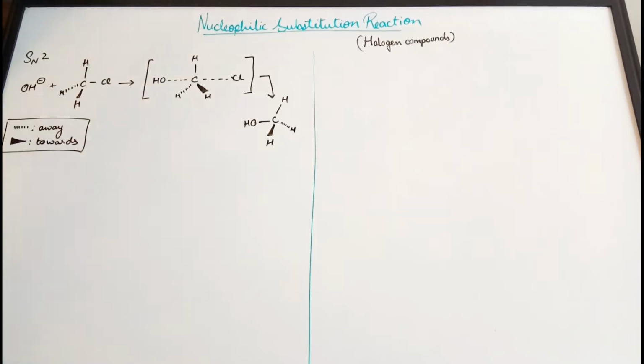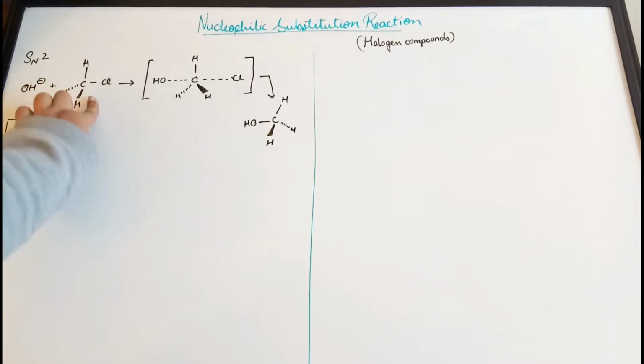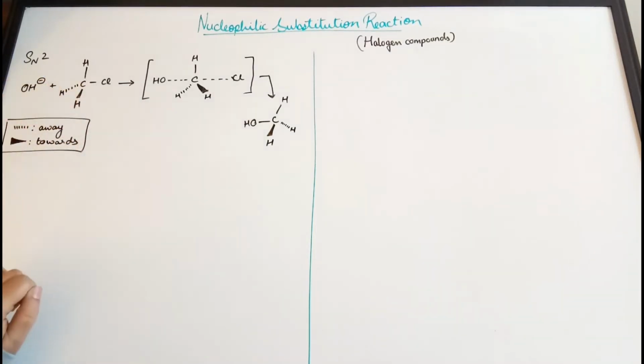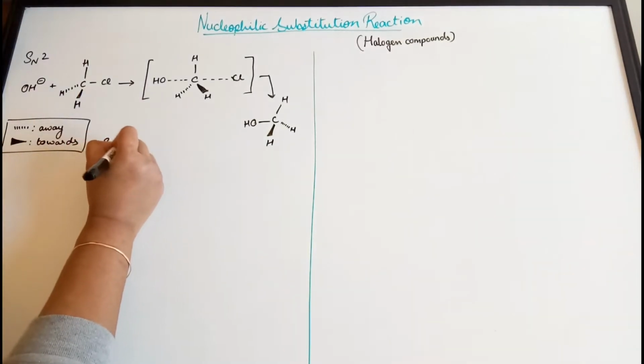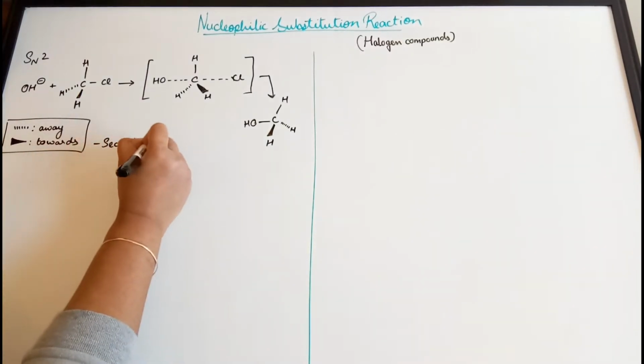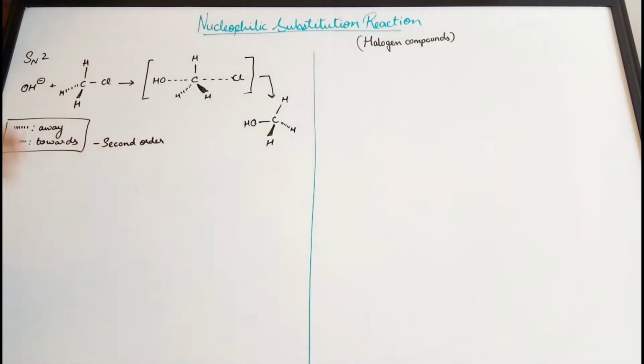First of all, the rate of this reaction depends upon the OH minus and the alkyl halide. It depends upon both of these. So it is a second order reaction, because the rate of the reaction depends upon the nucleophile as well as the alkyl halide. It depends upon both of these things, and it's a second order reaction.